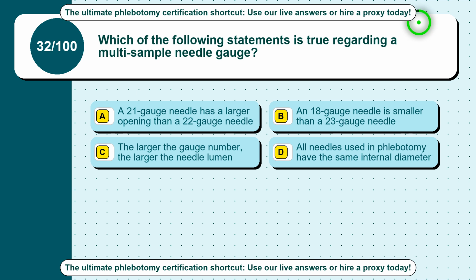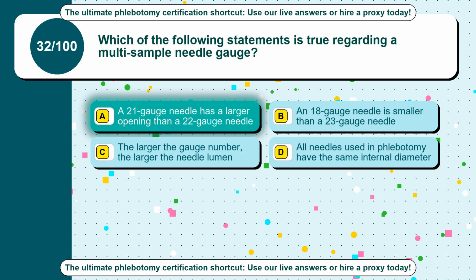Question 32. Which of the following statements is true regarding a multisample needle gauge? Option A. A 21 gauge needle has a larger opening than a 22 gauge needle. Option B. An 18 gauge needle is smaller than a 23 gauge needle. Option C. The larger the gauge number, the larger the needle lumen. Option D. All needles used in phlebotomy have the same internal diameter. The correct answer is option A.